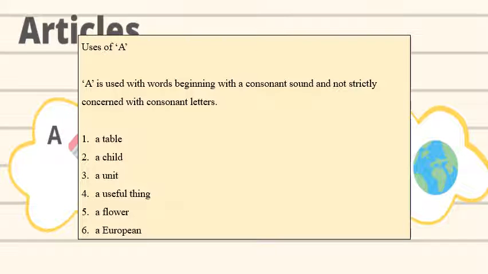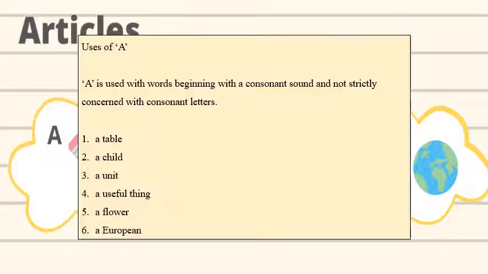Now, the uses of a. A is used with words beginning with a consonant sound, not strictly concerned with consonant letters. It means the words that begin with a consonant sound, for example t, b, k, such sounds, not letters. Okay, it's not a, b, c, the letters, it's the sounds that matter. Whichever words begin with consonant sounds like t, g, we use a. For example, a table, a child, a useful thing.